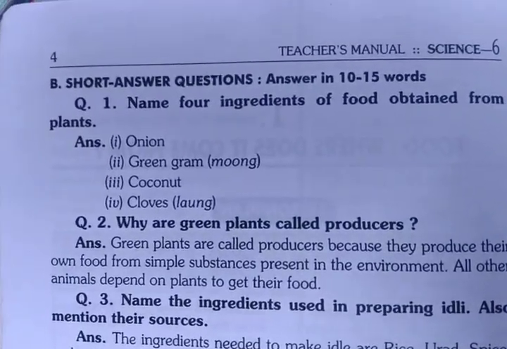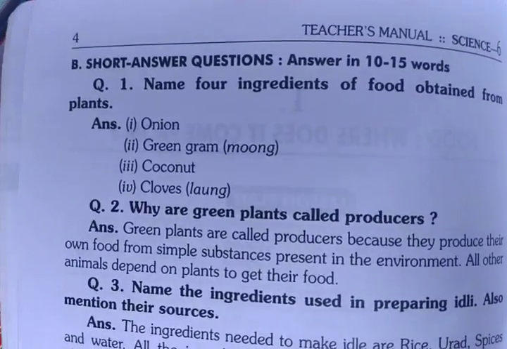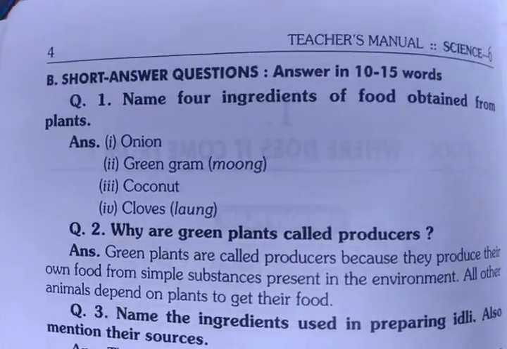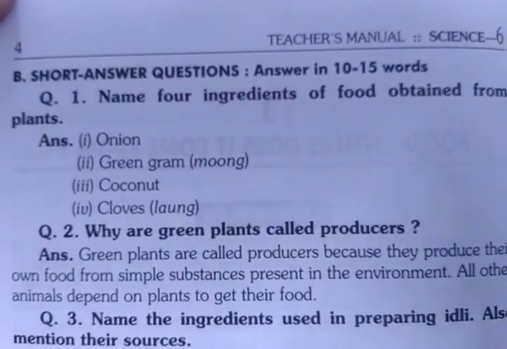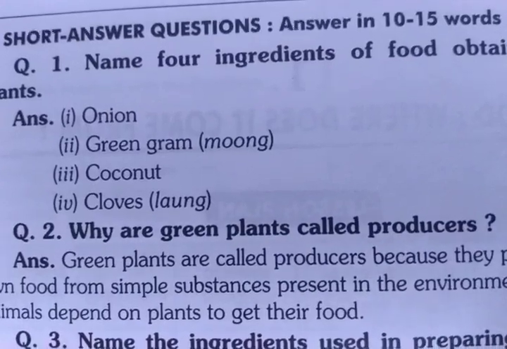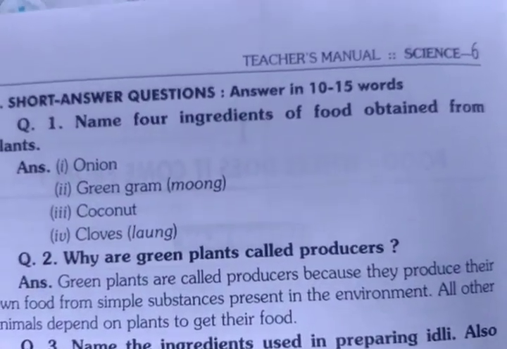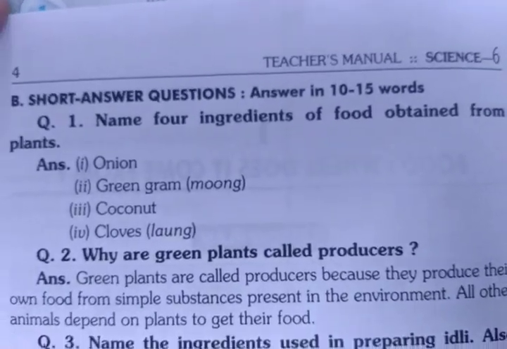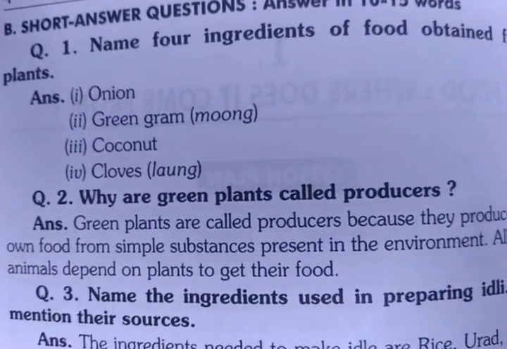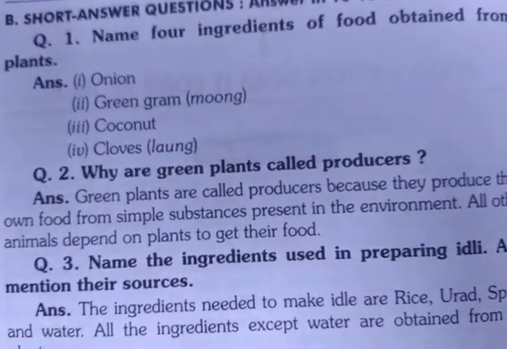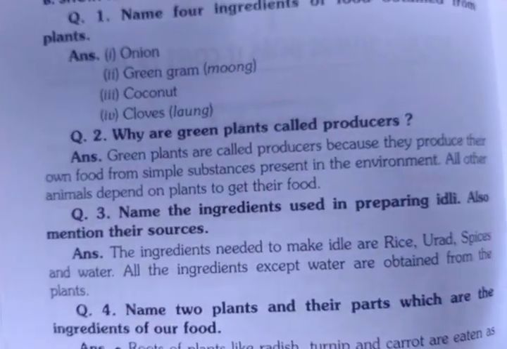You can see the first short question. Name 4 ingredients of food obtained from plants. The 4 ingredients obtained from plants are onion, green gram, which means moong, in Gujarati we call it mug also, third one is coconut, and fourth one is cloves. Cloves means long. Have you ever eaten long? When you suffer from cough or sneezing, your parents give you this long to eat or keep in your mouth, so that you will not get much sneezing or coughing.